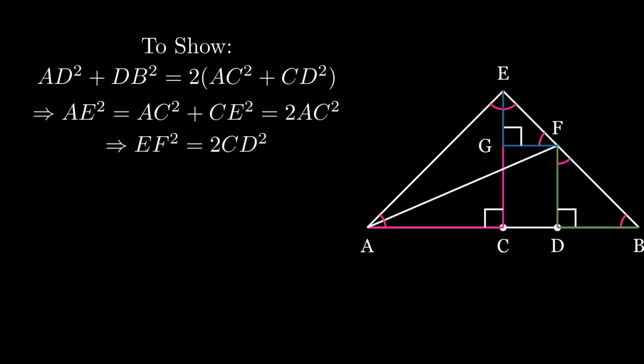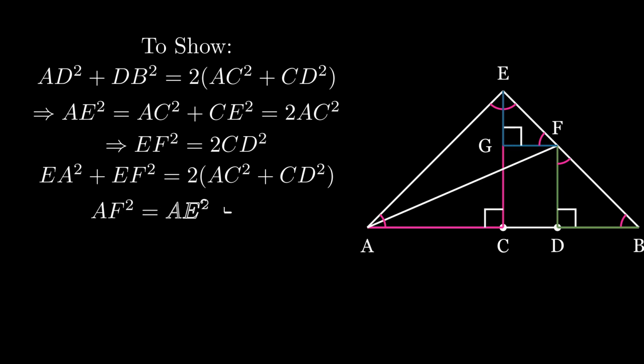So we have these two relations. If we add them together, we have that EA squared plus EF squared is equal to 2 times AC squared plus CD squared. So notice triangle AEF. We know angle AEF is a right angle because angle AEC and angle CEF are half of right angles. Therefore, by the Pythagorean theorem, AF squared is equal to AE squared plus EF squared. So AF squared is also going to be equal to 2 times AC squared plus CD squared.